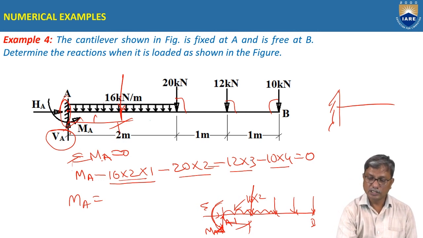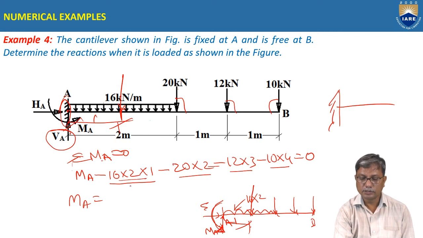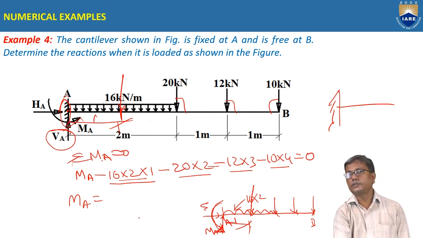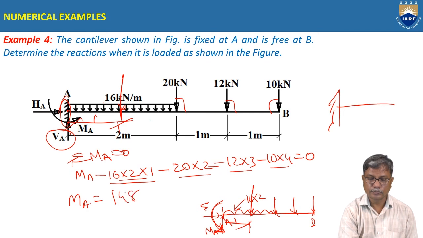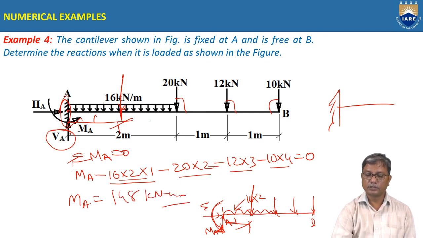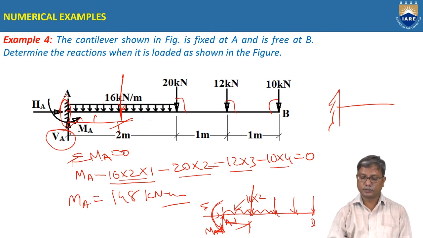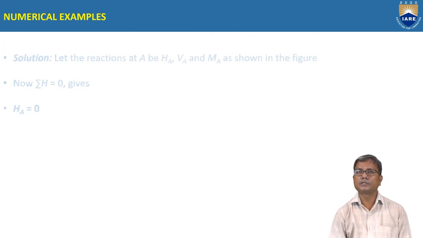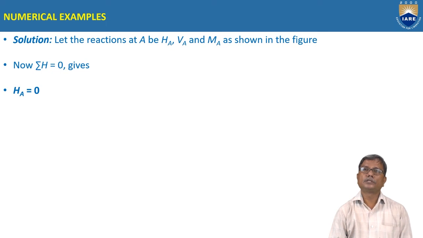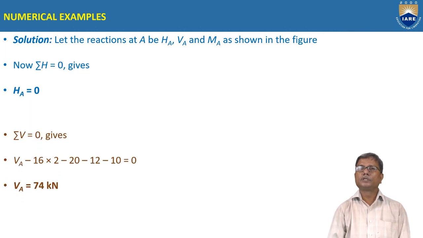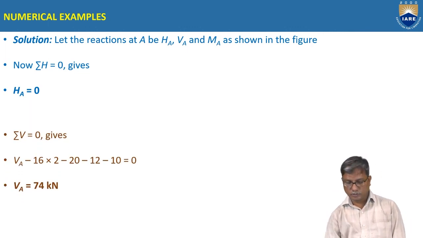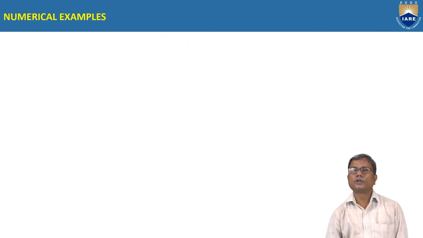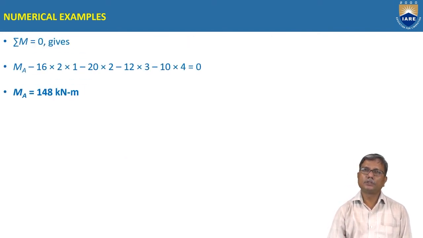So 80 plus 68, 148 kilonewton meters. Units are important, kilonewton meters. That you can see in the next slide. So sigma H gives directly the horizontal reaction as 0, and sigma V gives the vertical reaction as 74, and sigma M equal to 0 gives MA, which is 148 kilonewton meters. That's all.